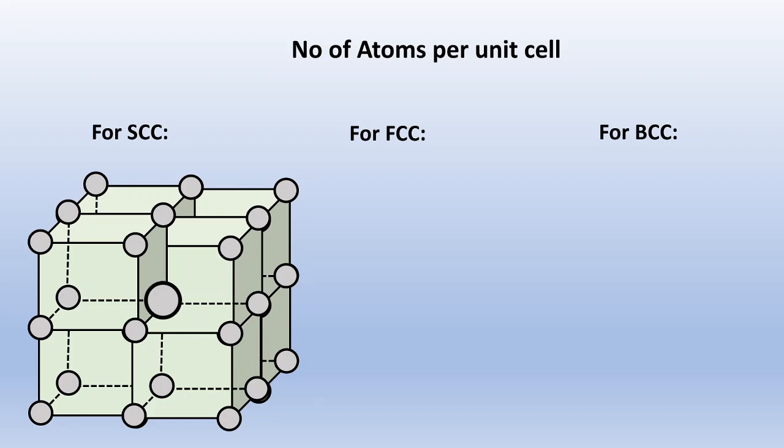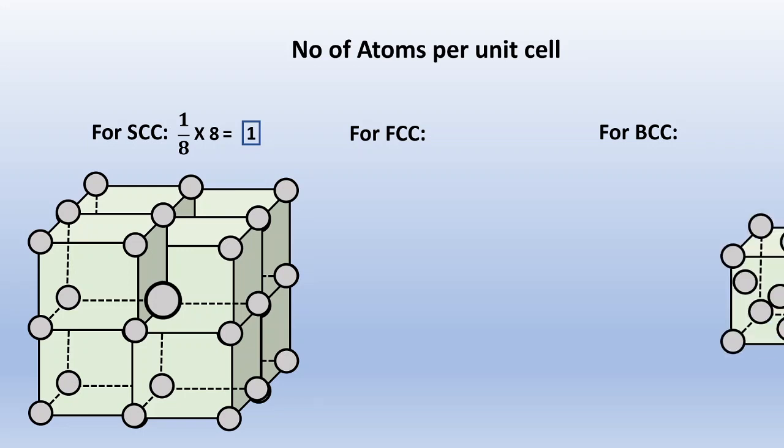So the contribution of this atom to a single unit cell is only 1 by 8, and there are 8 such atoms present in a single cube. So the total number of atoms is 1 by 8 into 8, that is, the total number of atoms per unit cell for SCC is 1. Next we will calculate the number of atoms per unit cell for FCC type of crystal.